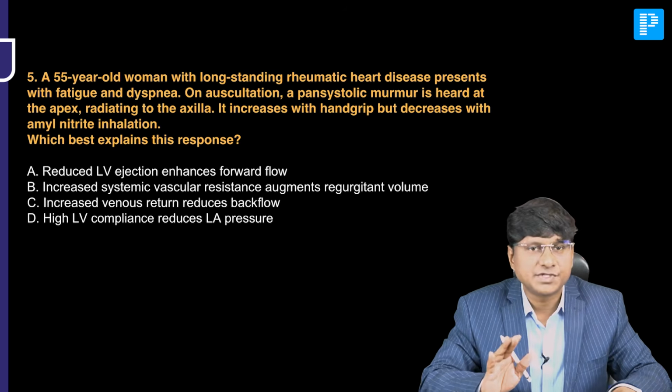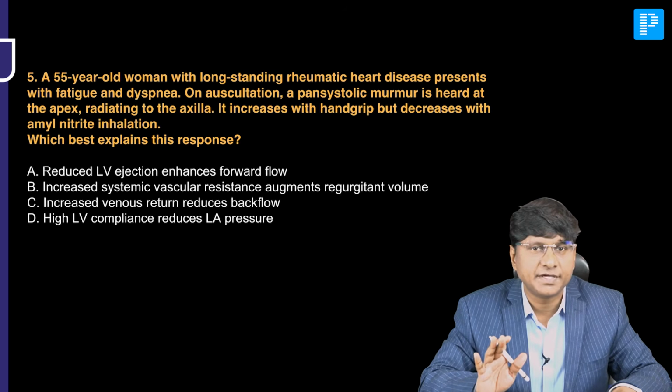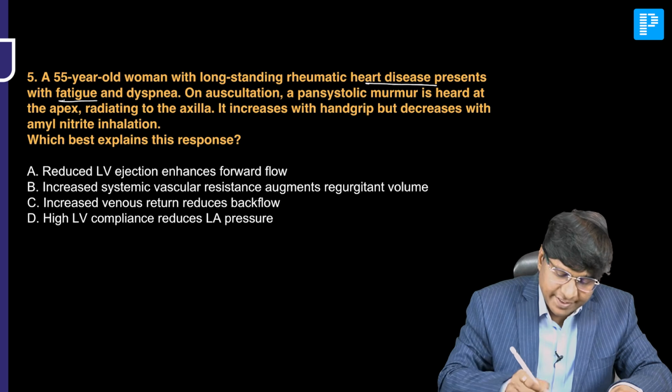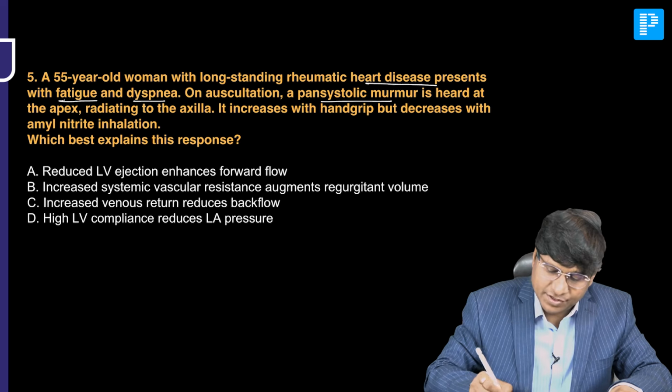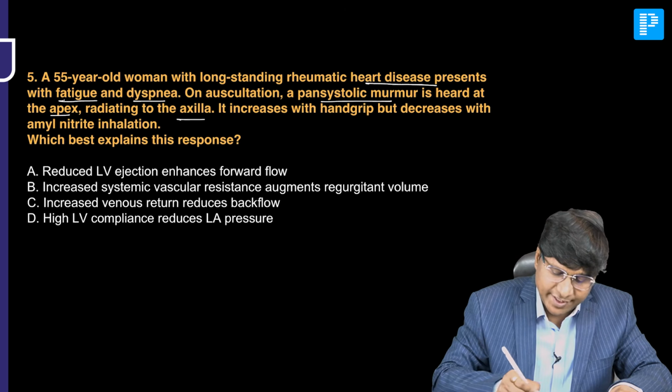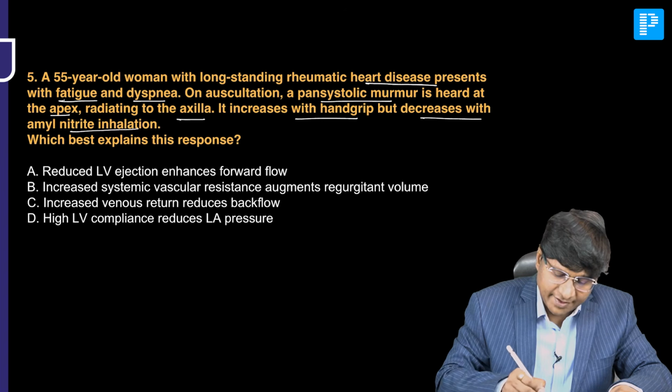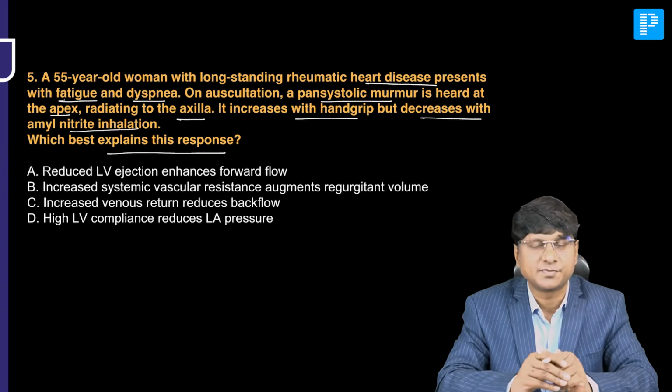Next. If you see the fifth question, we have a 55-year-old woman with long-standing rheumatic heart disease who presents with fatigue and dyspnea. On auscultation, a pansystolic murmur is heard at the apex and radiating to the axilla. It increases with hand grip but decreases with amyl nitrate inhalation. What best explains this response?